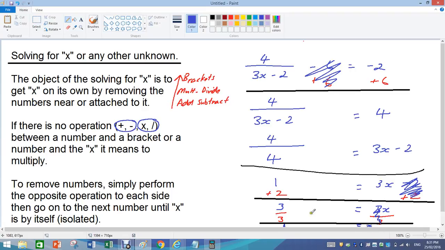So we just got x. It's hard to see there. So what it says is 1 equals x. Okay, 1 equals x. Or x equals 1.